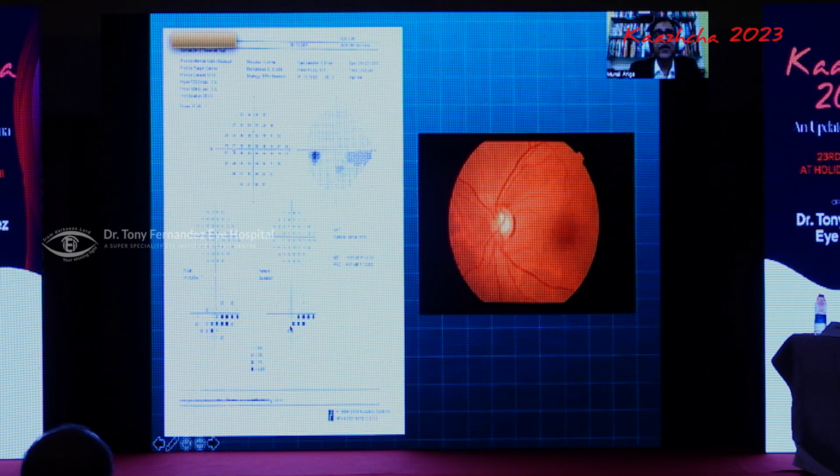When you see a field defect like this and the pressure has been high and you have missed this, you can go back and re-examine the disc and you may find this. So there has to be a correlation of structure and function. You cannot have isolated functional change on perimetry, and the disc and field cannot be absolutely abnormal. So there has to be a correlation.